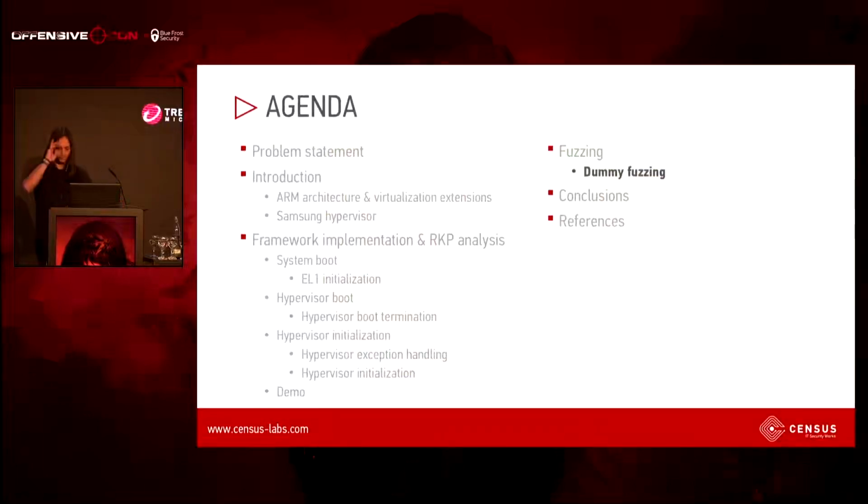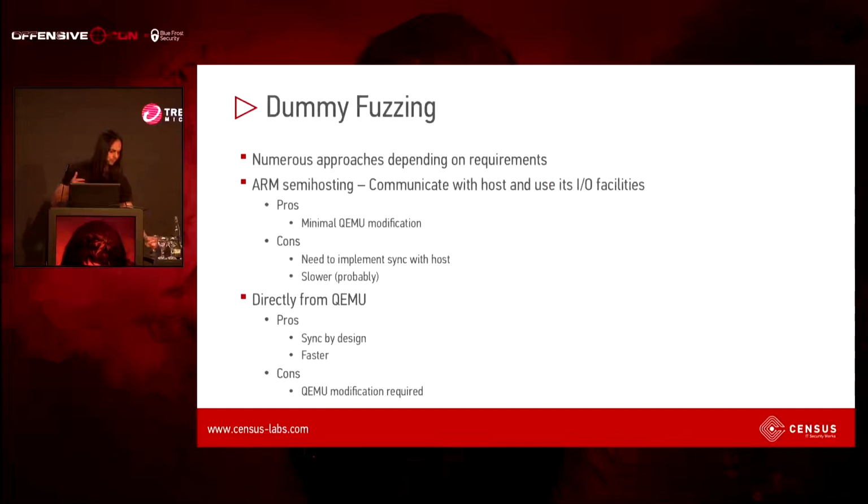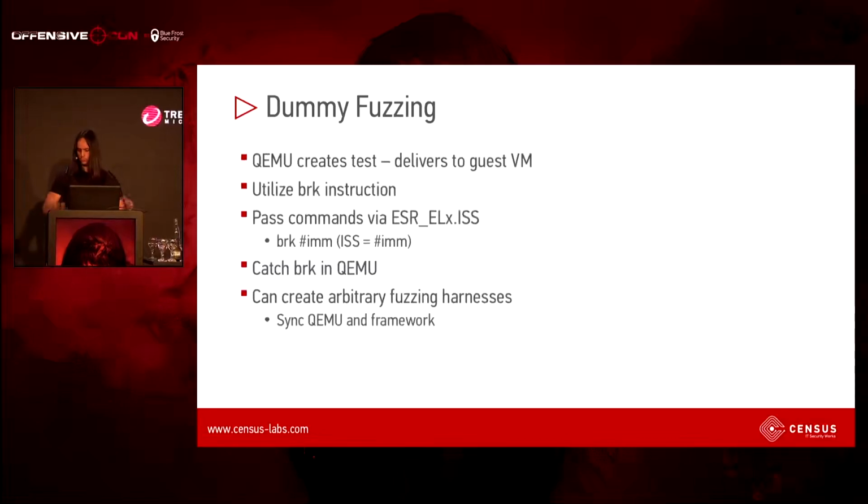So let's move on with the fuzzing setup. There are numerous approaches. For example, we could use ARM semi-hosting, which allows us to communicate with the host and uses I/O facilities, which is supported by QEMU, but we require to sync with the host somehow, and due to its implementation, it's probably going to be a bit slower. Or we can fuzz directly from QEMU, which is synced by design, but we must modify QEMU to support that. We chose the second approach for various reasons, mainly to study QEMU.